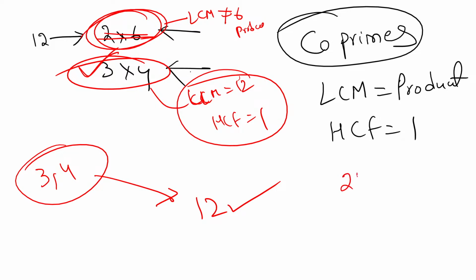Like, let us take 24. Is 24 following the rule of 4? Yes, the last 2 digits. Is it following the rule of 3? Yes, the sum of the digits is divisible by 3. So, this number is also divisible by 12.